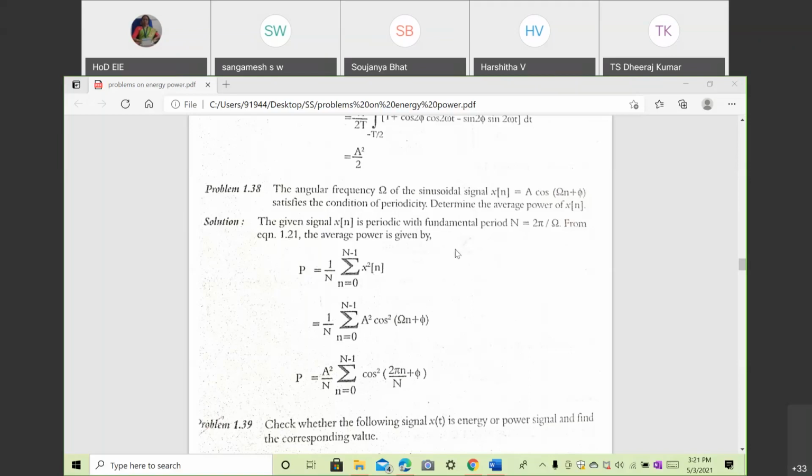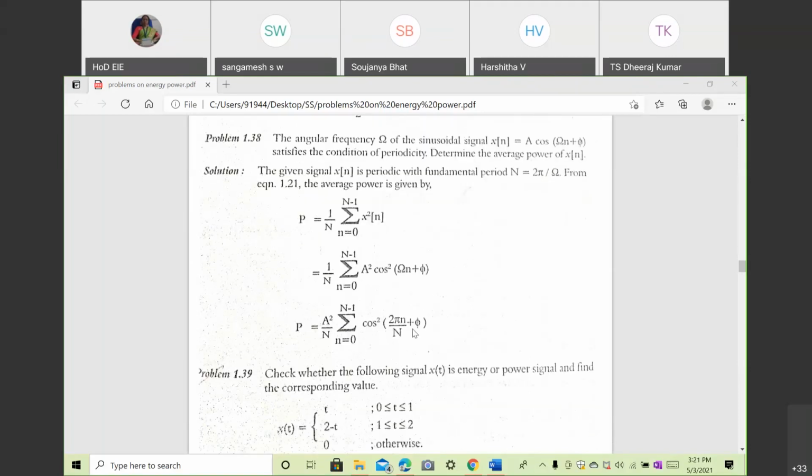P equal to 1 by N summation n equal to 0 to N minus 1, where x of n is A cos of omega n plus psi, so A square cos square of omega n plus psi. Then A square is constant and N is also constant. Both we can take outside. N is already outside, and A square we take outside. Then summation 0 to N minus 1 of cos square of 2 pi n by N plus psi. That is the power equation, the last level.